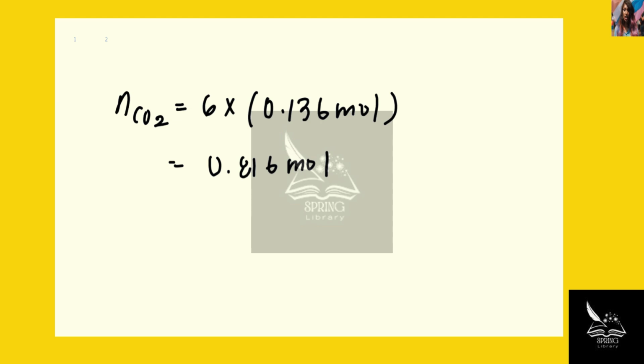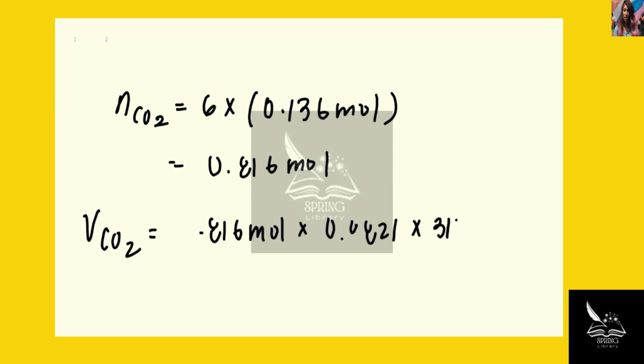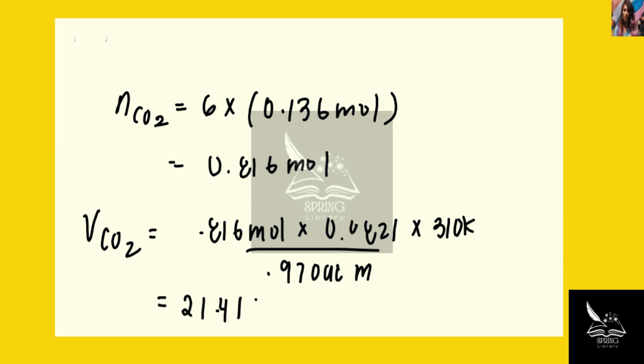Using our ideal gas equation, we can find the volume of CO2. We know that pressure times the volume of CO2 is equal to the moles of CO2 times RT. So the volume of CO2 is equal to 0.816 moles times our R constant, times our temperature, all over our pressure, which gives us 21.41 liters.